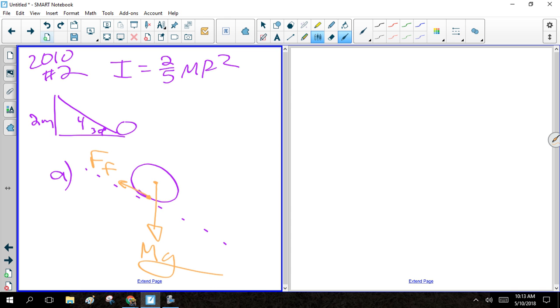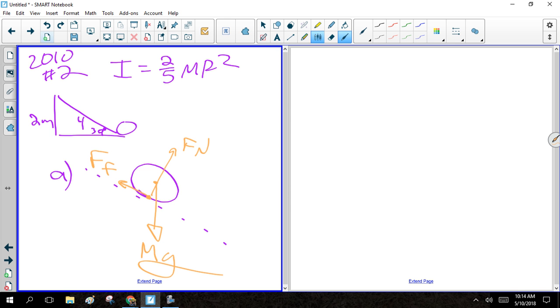Cool? One other force. What do you got? Normal force. It should be perpendicular to the surface. Where's the point of application? At the point of contact again. I drew that way too long. Yes. So if it was rolling, I mean, is it rolling? It is rolling, yes, because it says it rolls without slipping. But it doesn't matter, friction is still pointing up.